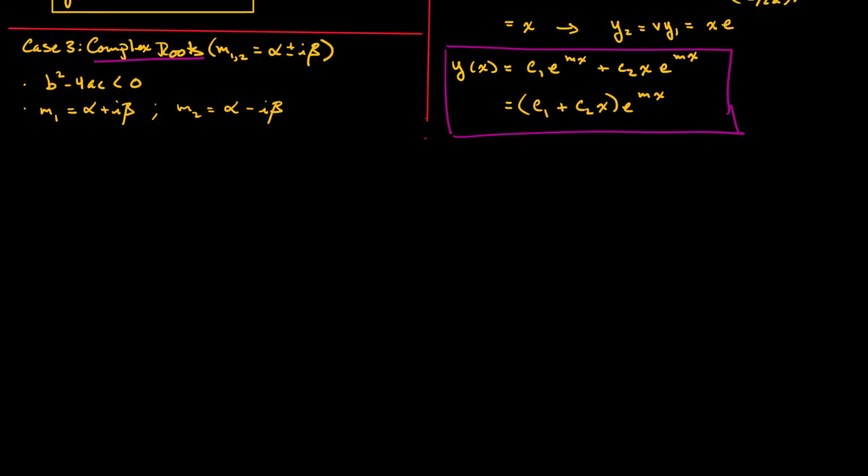The third and final case we will look at is the case where we obtain complex roots. This occurs when b squared minus 4ac is less than 0 in our characteristic equation. This leads us to two roots, where the first one is something called alpha, which is the real part, plus i beta, and the second root, m2, is equal to alpha minus i beta.